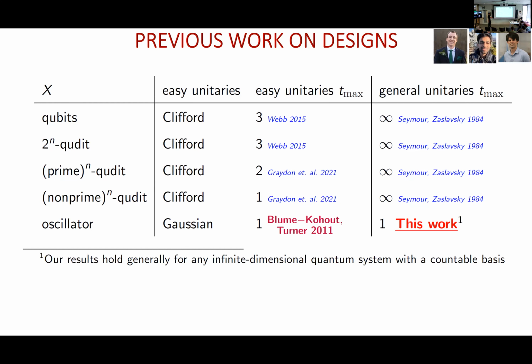They showed that if you use a set of easy states, you do not have designs other than 1 designs, which are just bases for infinite dimensional spaces. And we show that you can't actually have designs at all even if you use harder states other than these Gaussian states.